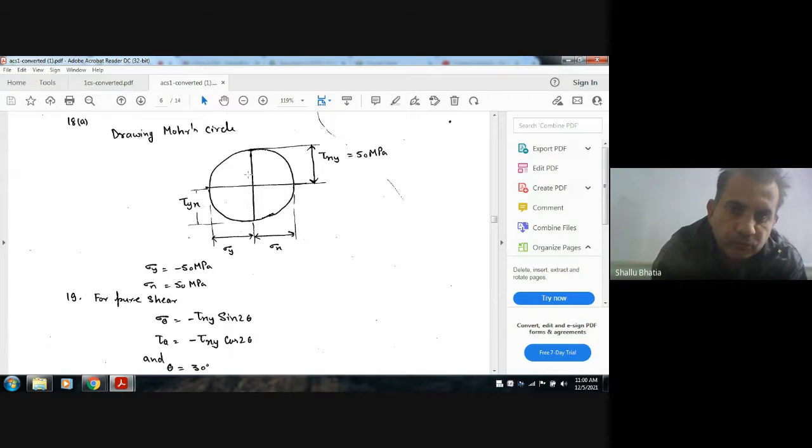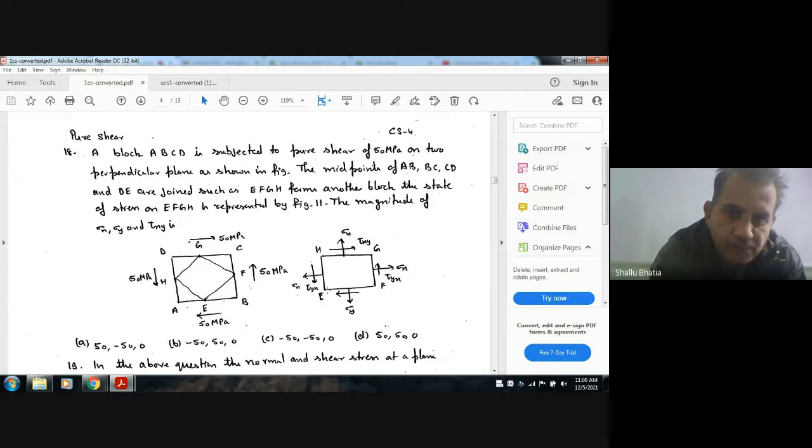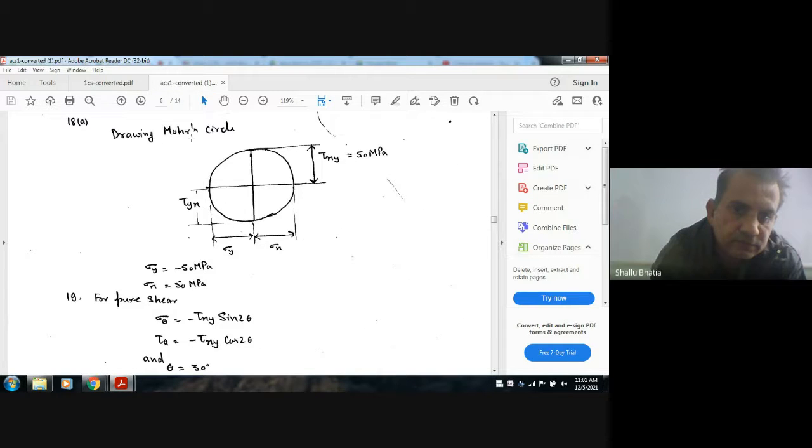Now to find the stress at plane GH, which is at 45 degrees anti-clockwise to the plane DC, or to the plane of this stress. In the actual figure the angle is 45 degrees, so in the Mohr circle it should be 90 degrees. So if this is the plane DC or AB, then this will be the plane.